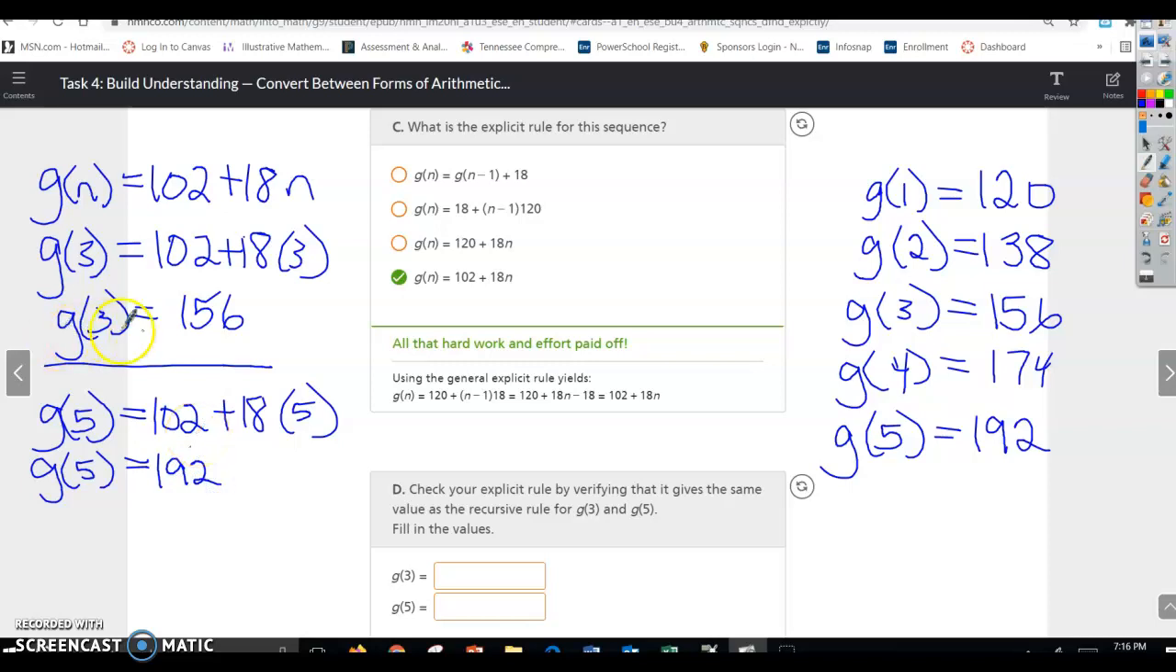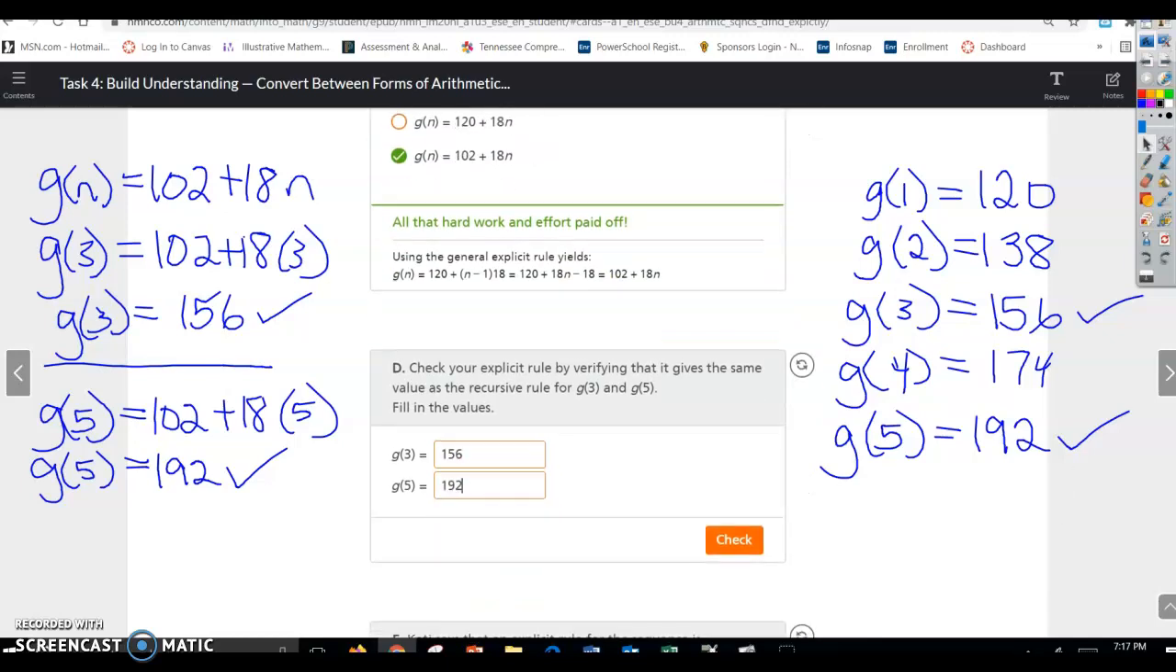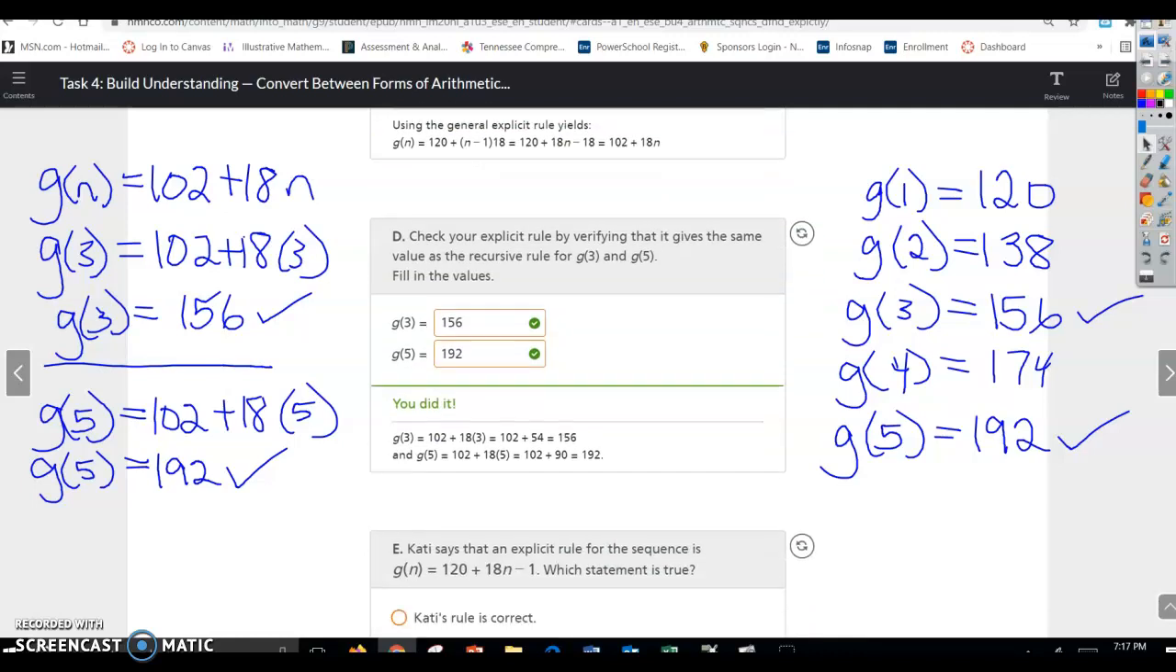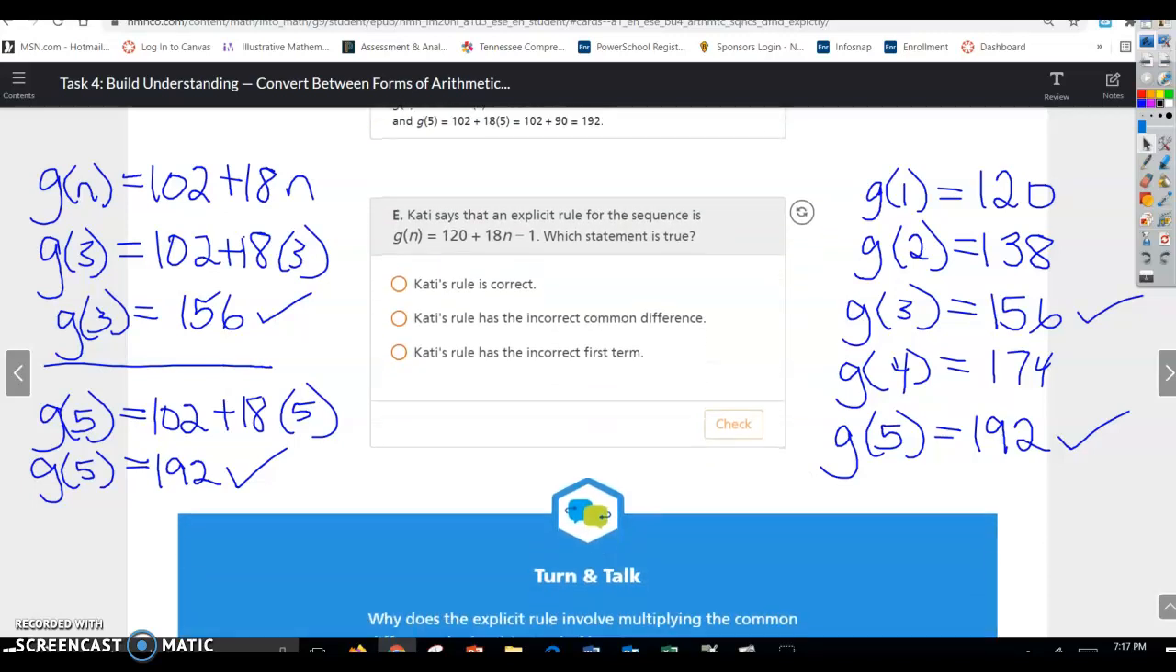All right, so G of 3, I got 156 here and 156 here. G of 5, 192 and 192. So it says check your explicit rule by verifying that it gives the same value as the recursive rule for G of 3 and G of 5. Fill in the values. So 156 and 192. And yes, we can see that those are going to produce the same results. Two equations very similar will give us the same results.